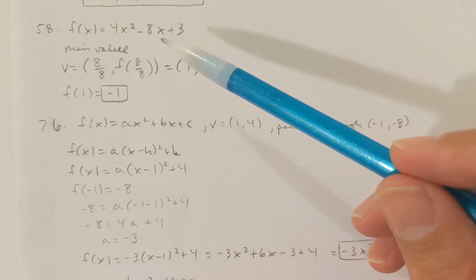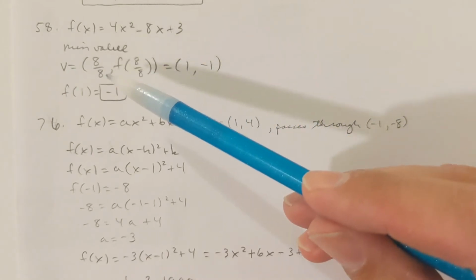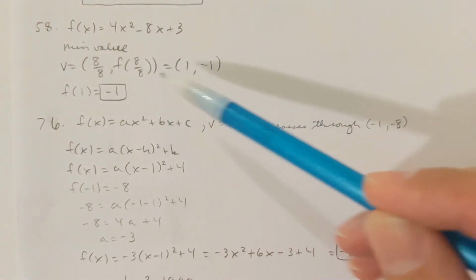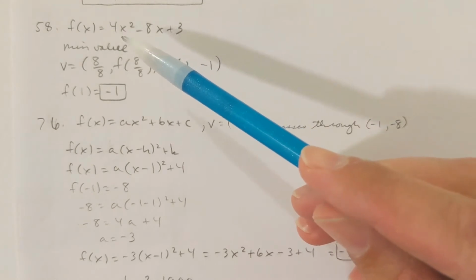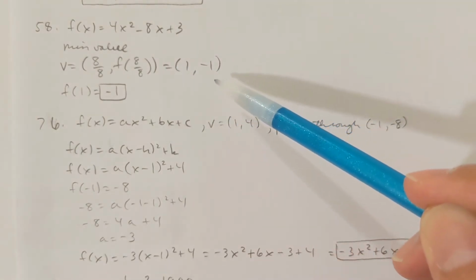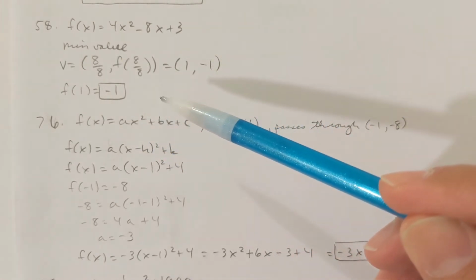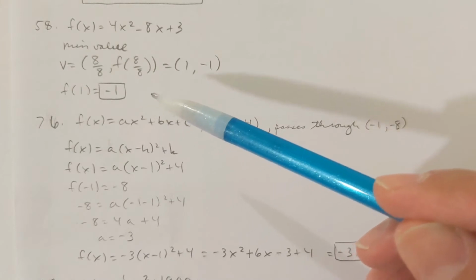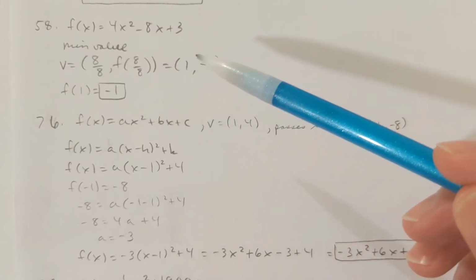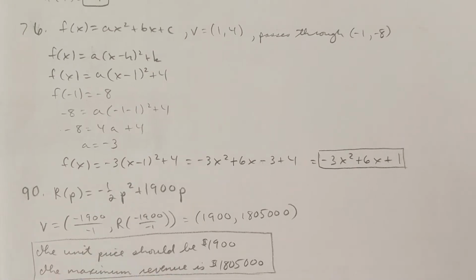Negative b over 2a, 8 over 8 is 1, and then f(1) gives me 4 minus 8 is negative 4, plus 3 is negative 1. Okay, f(1) equals negative 1, so negative 1 would be the answer. Okay, problem 76.